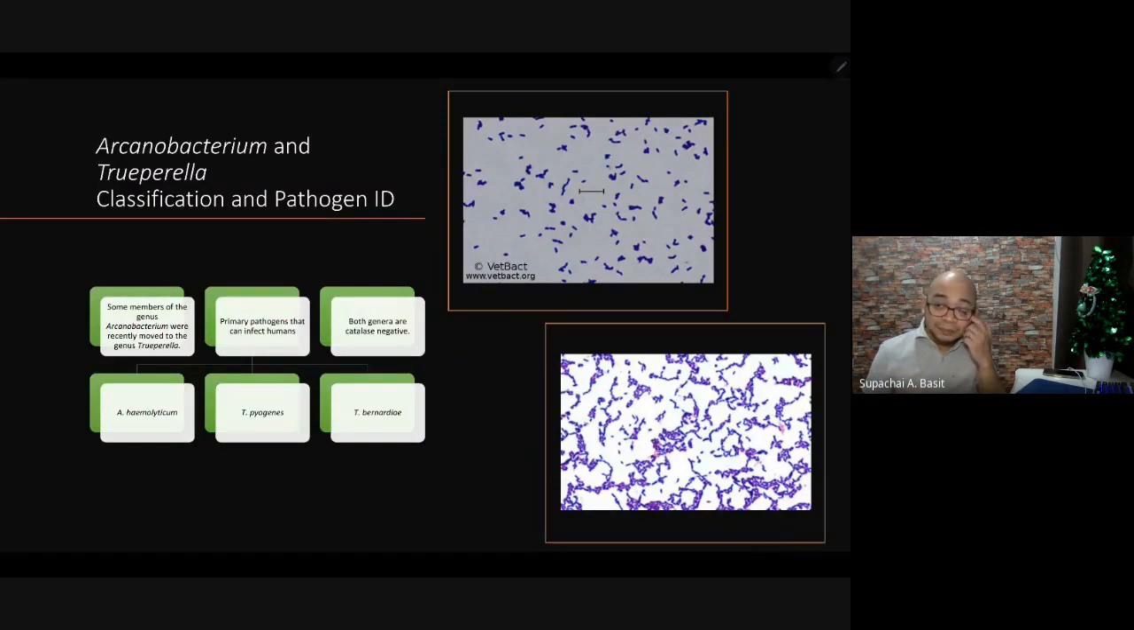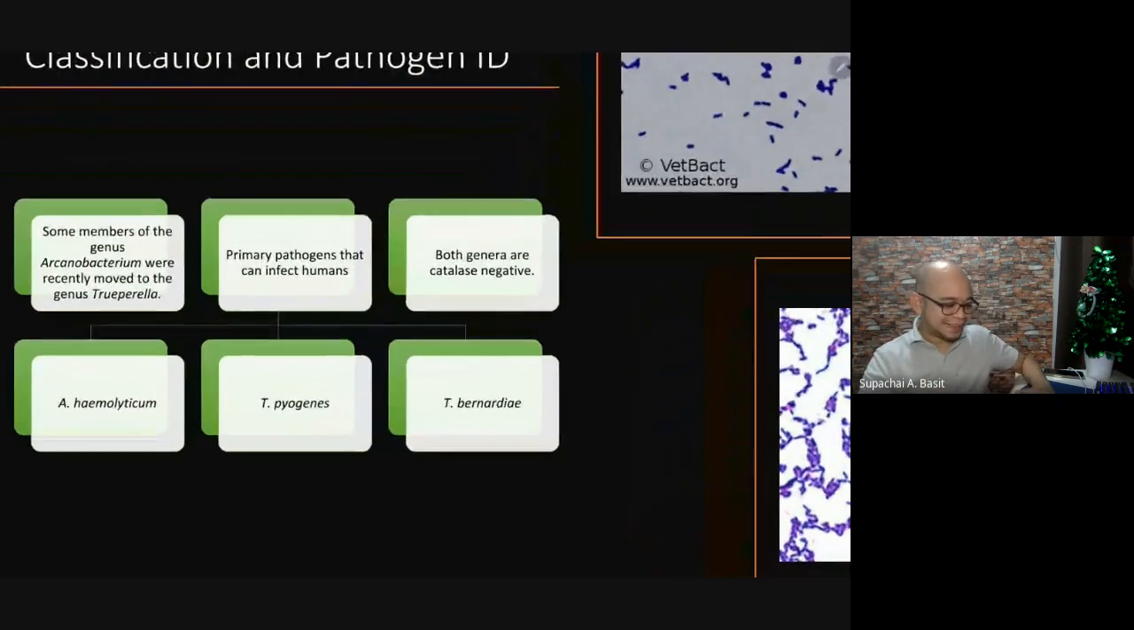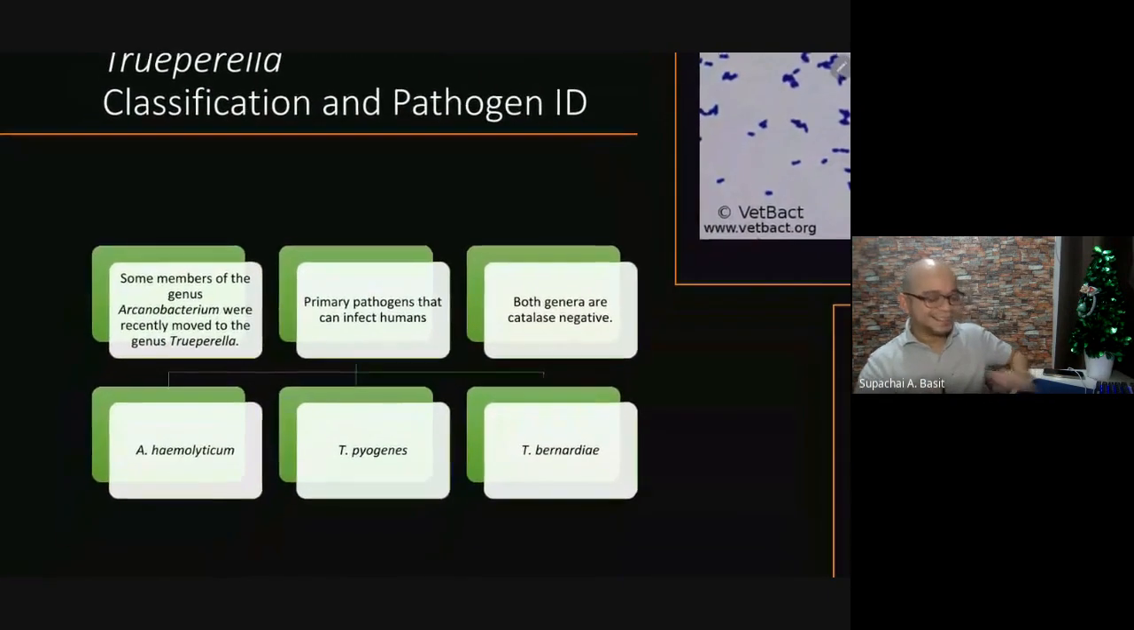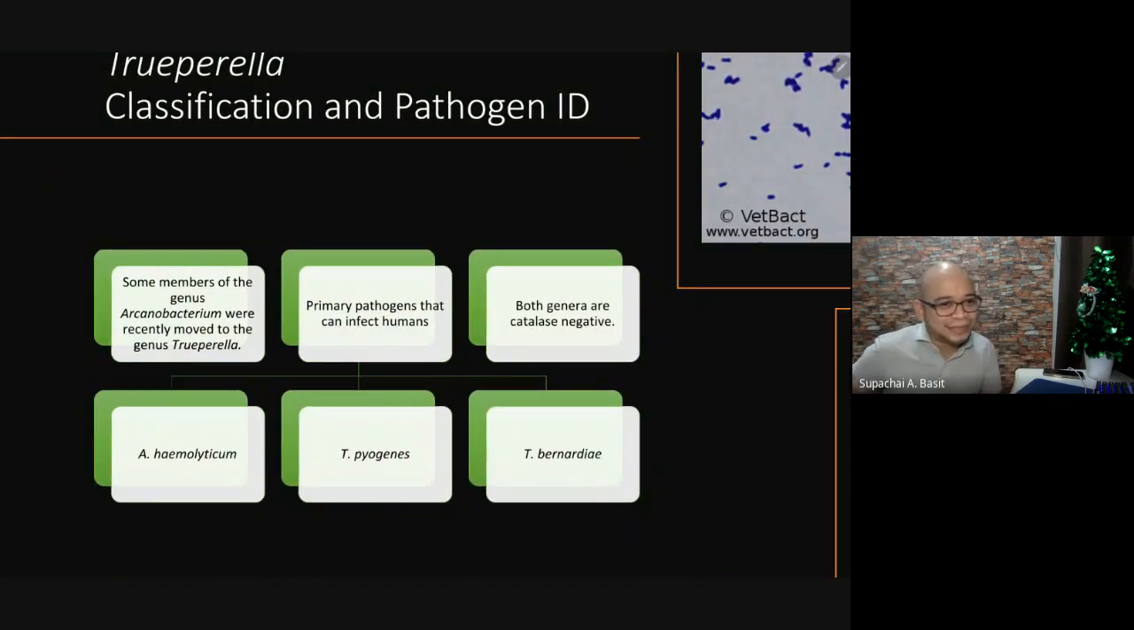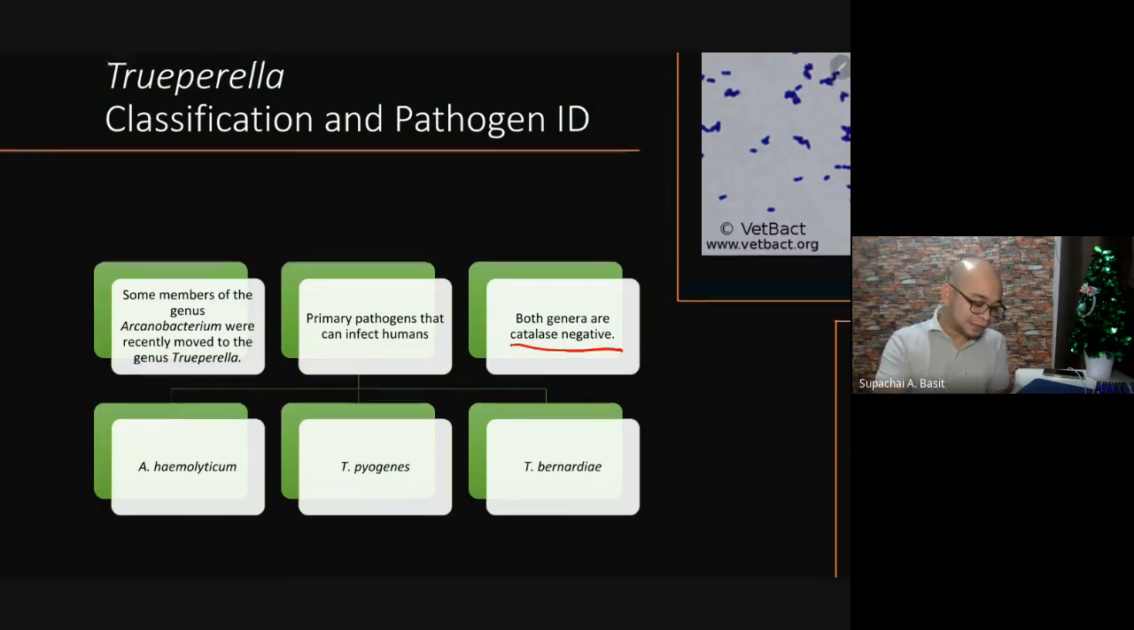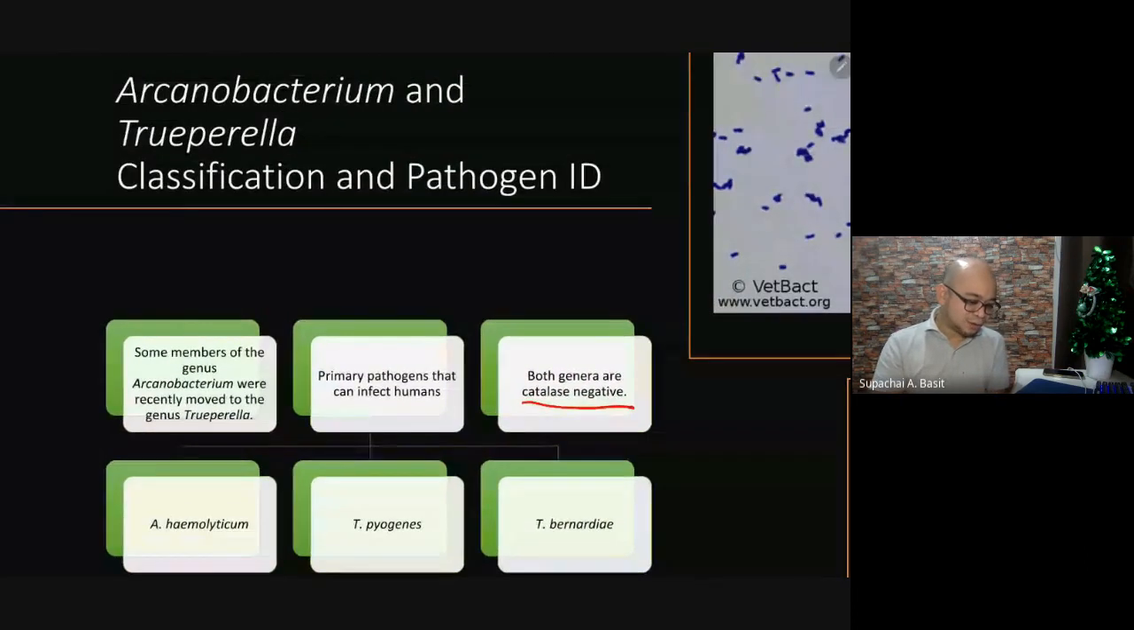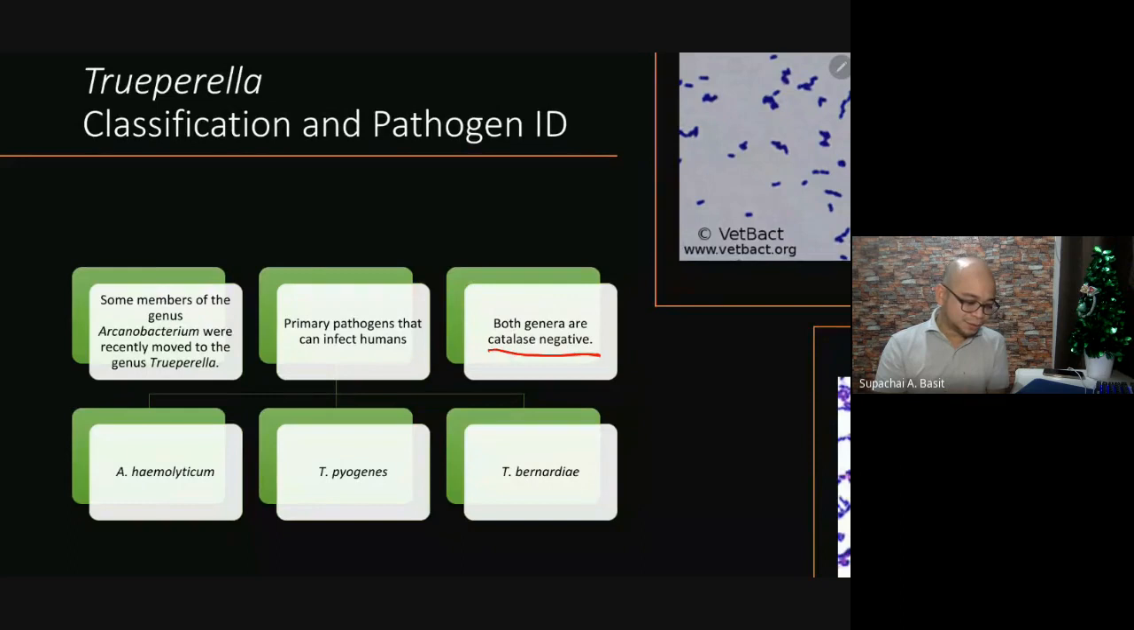So other non-spore forming, non-branching, catalase negative bacilli are Arcanobacterium and Trueperella. Some members of the genus Arcanobacterium were actually moved to Trueperella. They are primary pathogens that can infect humans, and both of them are catalase negative. Under this particular group, we have Arcanobacterium haemolyticum, Trueperella pyogenes, and Trueperella bernardiae.